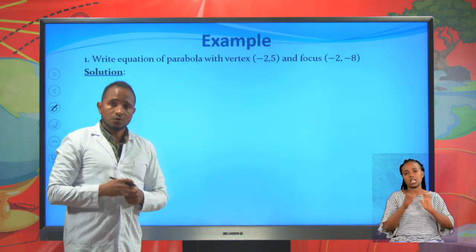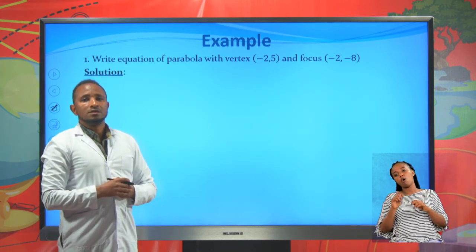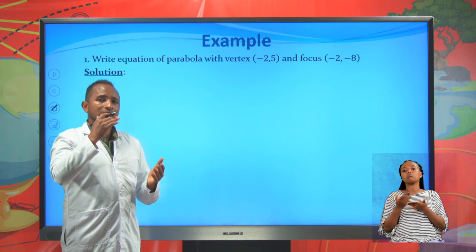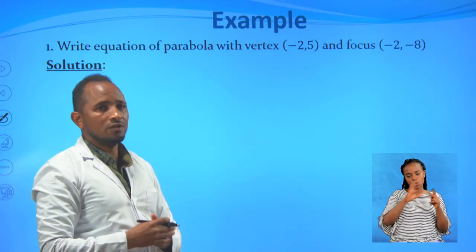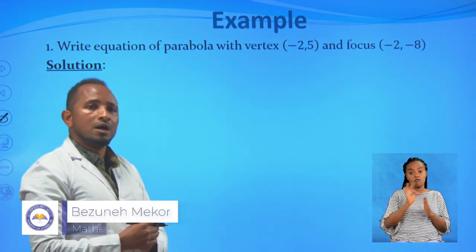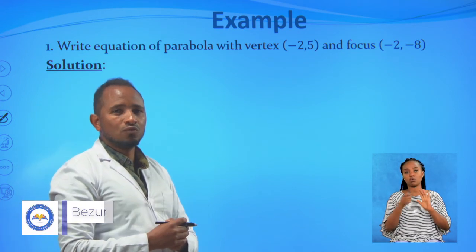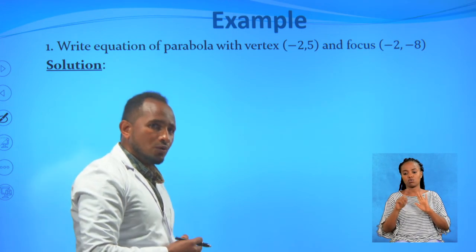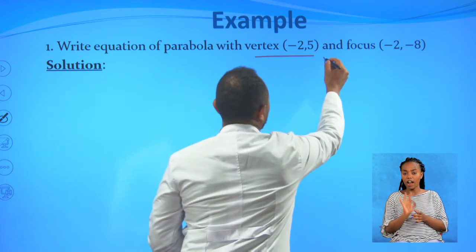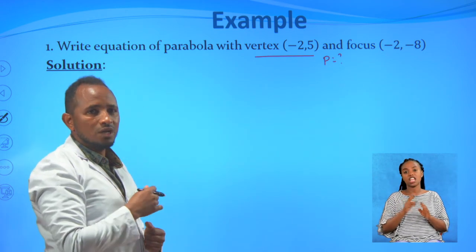To write the equation of a parabola, we need two things. One is the vertex, the other is the focal length. And the third, we need to see whether the parabola has its axis parallel to the y-axis or x-axis. After that, you can use the formula. Here it's asked, write the equation of the parabola with vertex negative 2, 5 and focus negative 2, 8. So here we have the vertex. We need to find the focal length and whether it opens up, down, to the left, or to the right.